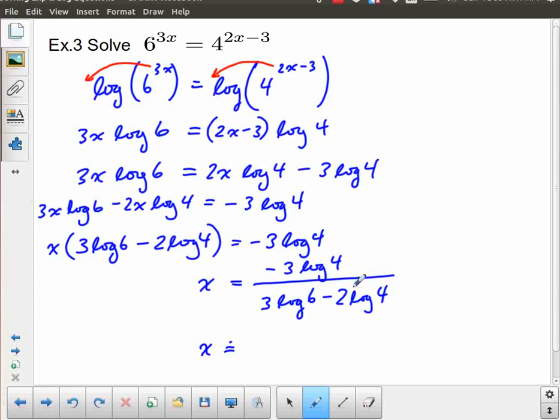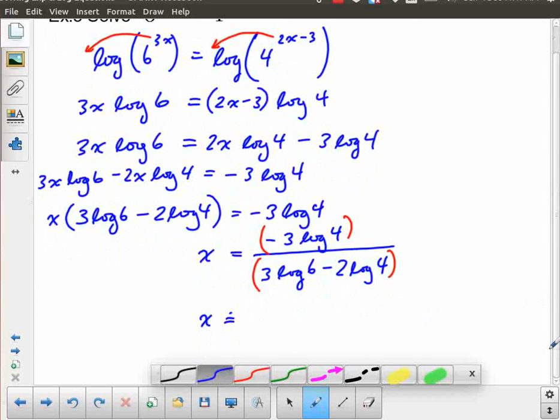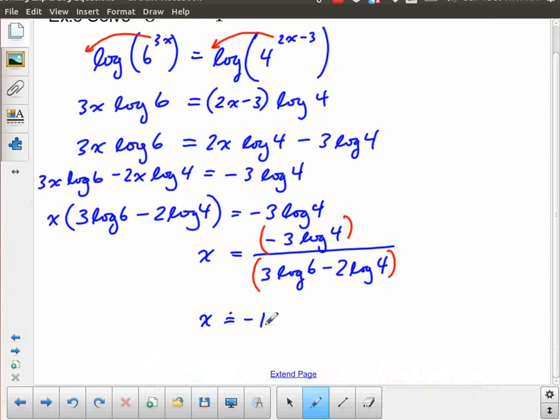I'm going to do this whole thing in one shot on my calculator. So negative 3 log of 4, and I've done that in a set of brackets for the numerator, divided by, just to remind you, when you're doing this on your calculator, it's always a good idea to do separate sets of brackets for the numerator and denominator. And then inside my denominator bracket, I have 3 log 6 minus 2 log 4, close bracket, equals, and I ended up with x is equal to negative 1.5979.